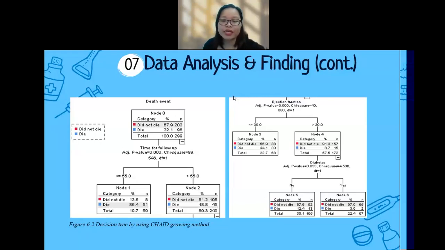From node 2, ejection fraction is the most significant factor. The ejection fraction splits into two which are below 30% and above 30%. By comparing both Node 3 and Node 4, we could see that whenever the percentage of blood leaving the heart at each contraction is above 30%, the patient has a high probability to survive. And it does not matter if the persons have diabetes or not. The patient still can survive if the ejection fraction is above 30%.